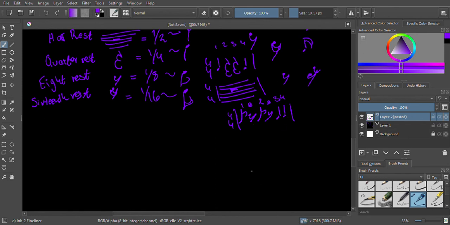As this is where 8th notes would come in, 8th rests, I mean. And then you have 16th rests. I won't show them, but they work in much the same way. I'm sure you can imagine.